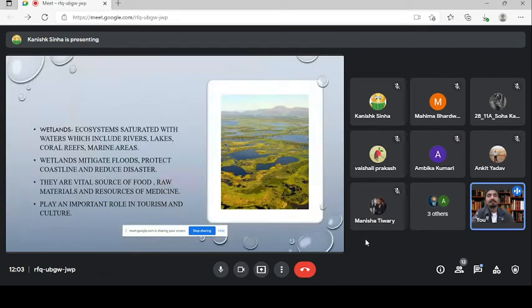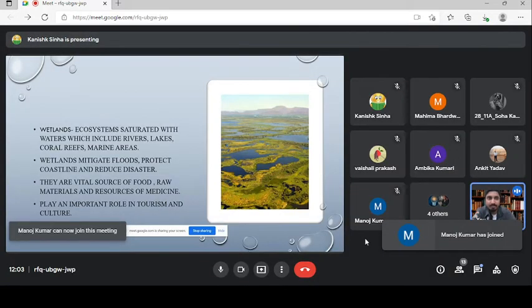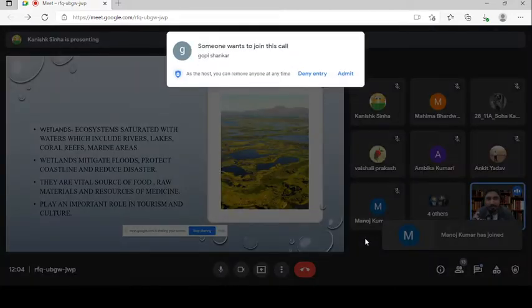So moving with the first topic, that is the Ramsar site and wetlands. This is a very important topic from the CLAT perspective. First, we will try to understand what a wetland is and why we are talking about this topic, because on 2nd of February every year World Wetland Day is celebrated, guys. Every year on 2nd of February World Wetland Day is celebrated, and recently it was also celebrated. So this becomes an important topic for you all.